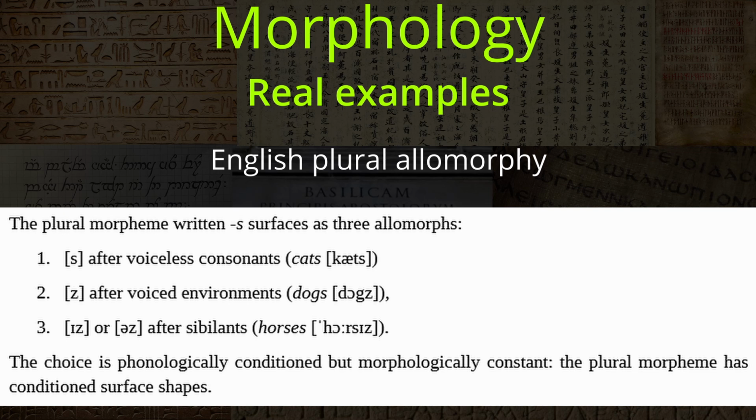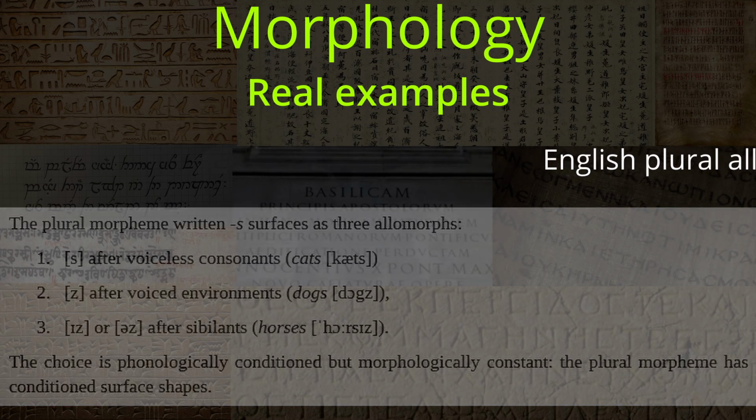So we have s after voiceless consonants, for example, cats. And then we have z after voiced environments, for example, dogs. And iz or ez after sibilants, for example, horses. The choice is phonologically conditioned, but morphologically constant. The plural morpheme has conditioned surface shapes.